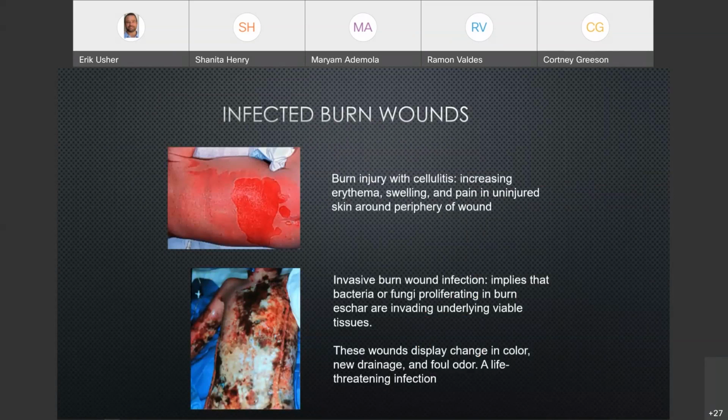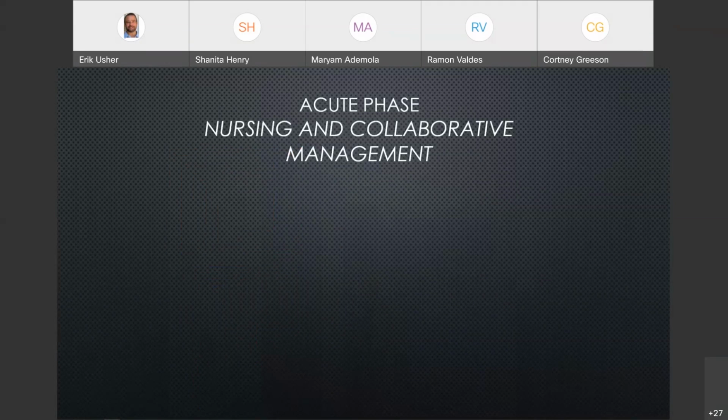So the top picture here is a burn injury with cellulitis. It increases in erythema, swelling, pain, and the uninjured skin around the periphery of the wound. You can see how excoriated that looks. The bottom one is a very invasive burn wound infection. So there's bacteria or fungi that are proliferating in the burn eschar, invading underlying viable tissue, and the wounds are really discolored. They have new drainage. It's a very, very foul odor, and it will most likely lead to a life-threatening systemic infection.